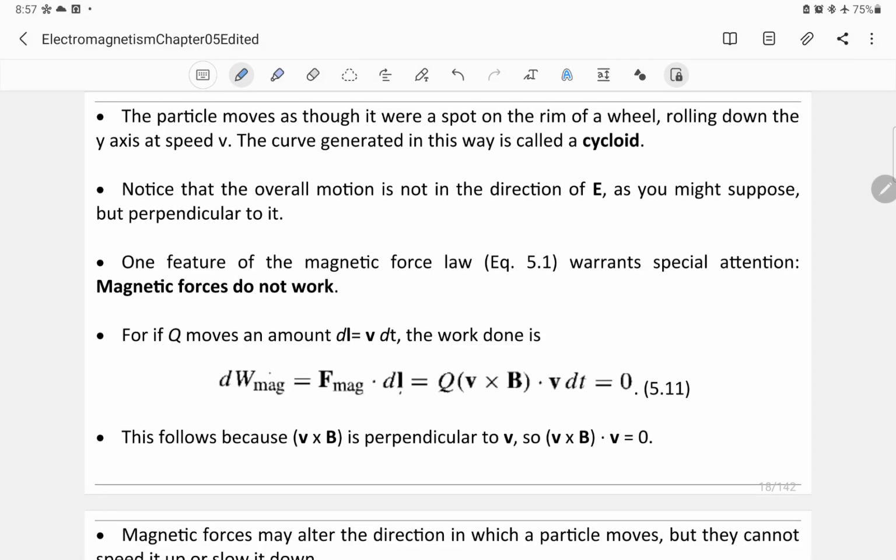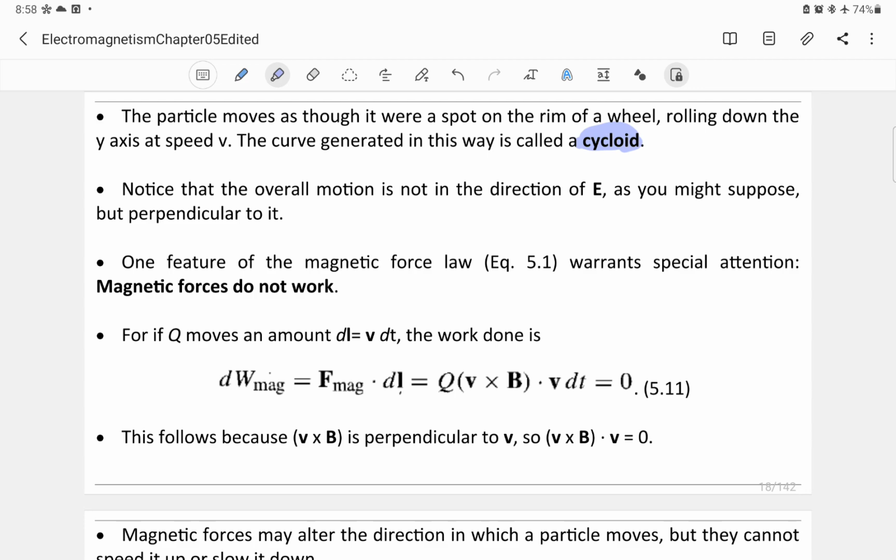The particle moves as though it were a spot on the rim of a wheel rolling down the y-axis at speed v, and the curve generated is what we call the cycloid. The overall motion is not in the direction of the electric field, but perpendicular to it.